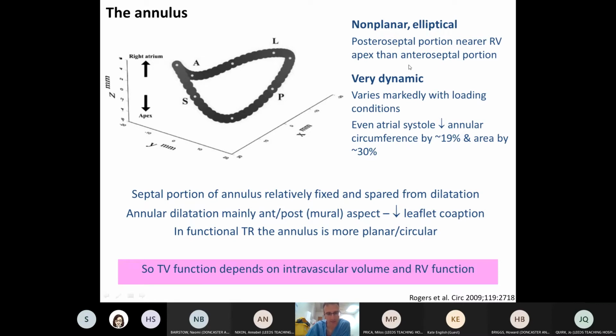The septal portion of the annulus is relatively fixed, so that portion doesn't tend to dilate as the RV dilates. That means that if you see tricuspid annular dilatation, it's mainly in its mural aspect, the anterior and posterior aspects. And that, of course, leads to a reduction in leaflet coaptation. When you've got functional TR, the annulus becomes more planar and more circular. So tricuspid valve function will depend quite a lot on intravascular volume and RV function.